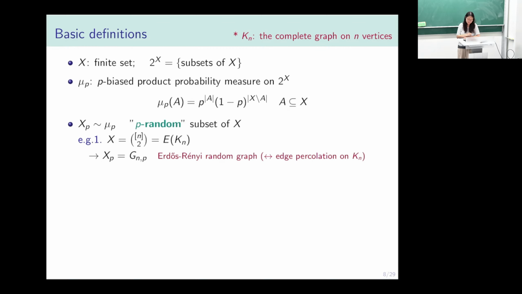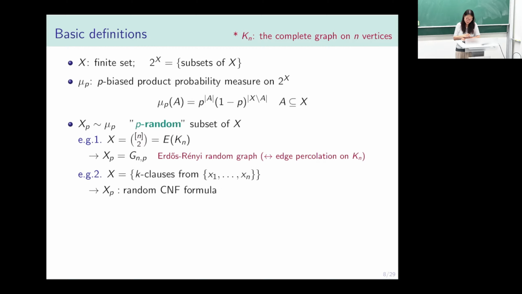One example is this. What if we take X to be n choose 2, the set of edges in the complete graph? In this case, X_p is simply G(n,p), right? Because we have n choose 2 edges, and we choose each edge with probability p independently. This is the Erdős–Rényi random graph, or it can be viewed as edge percolation on the complete graph K_n. This is just one example. As we take different X's, X_p can be any random discrete structure. Another example: if we take X to be the collection of all k-clauses from n variables, then X_p can be viewed as a random CNF formula, which is an important object in computer science. So X really can be anything.